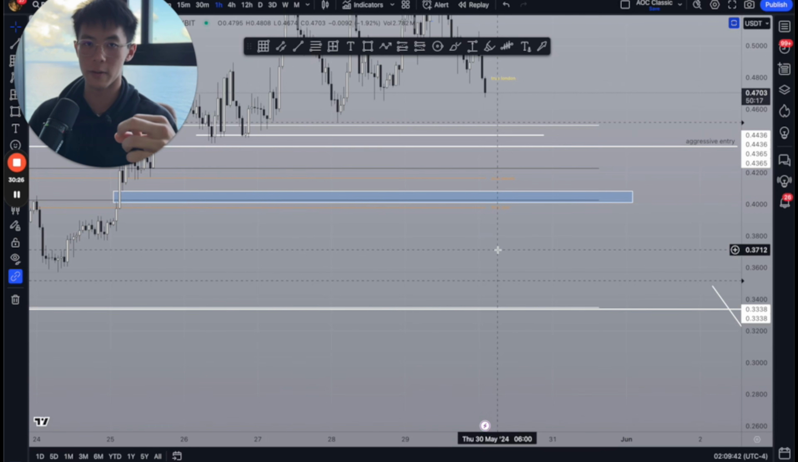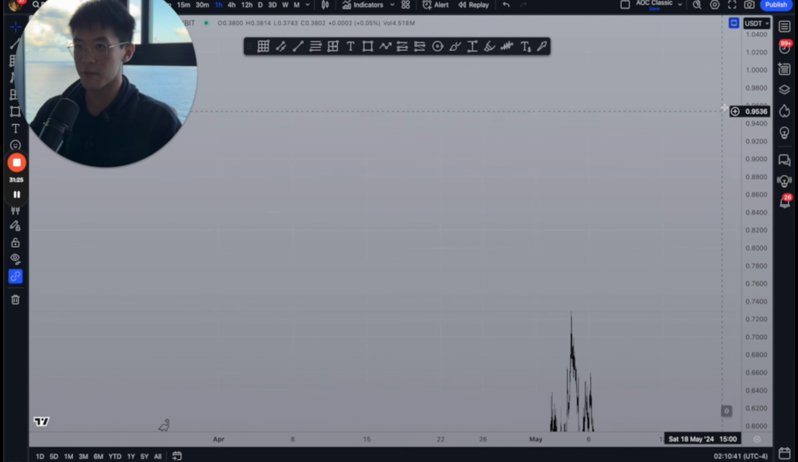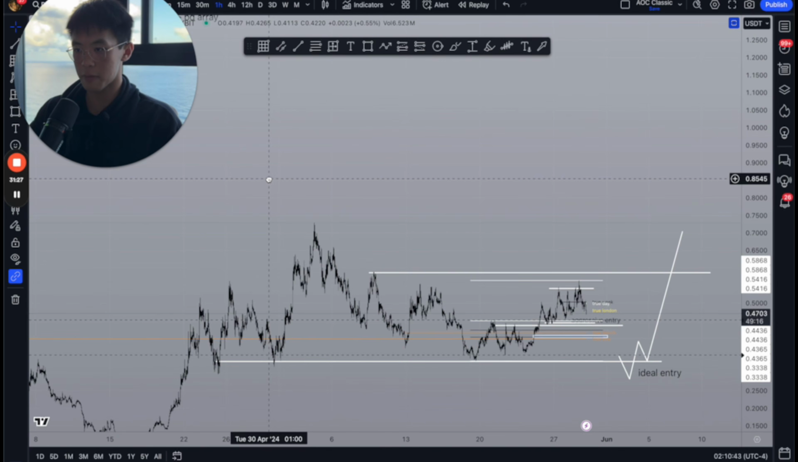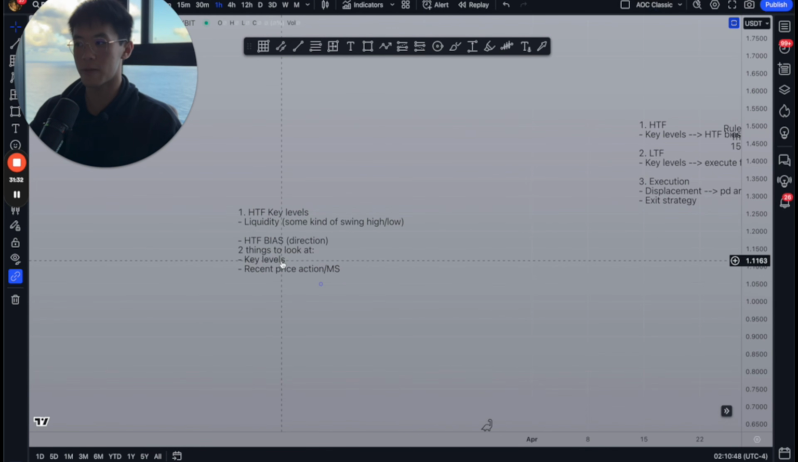I'm preparing myself for any scenario that might happen in the markets rather than settling on one, losing sight and getting married to that idea, which is something that really hurts you as a trader. So essentially, we have successfully determined the higher time frame bias, my educated guess, and I did that using a combination of both the key levels and recent price action and market structure.